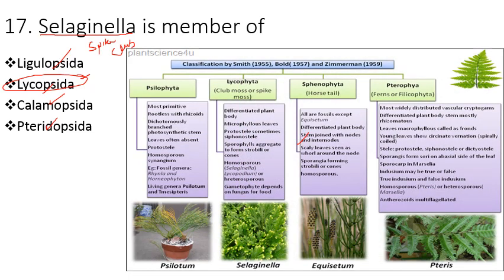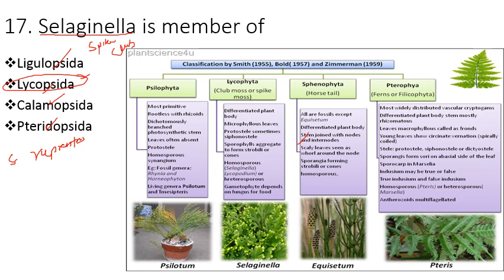We have many species of Selaginella. One of the famous species is Selaginella lepidophylla, which is known as a resurrection plant. That is a xerophytic species. A resurrection plant means the plant which looks dry, but when it is put in the water, it regains its viability. It again regains its vitality and turns into a green color plant. So that is called a resurrection plant.